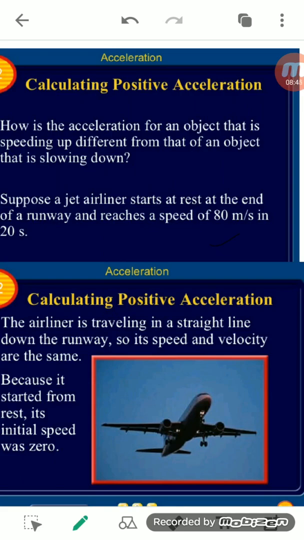Suppose a jet airliner starts at rest and at the end of the runway reaches a speed of 80 meters per second in 20 seconds. So it started from rest and its velocity reaches 80 meters per second in 20 seconds. The airliner is traveling in a straight line down the runway, so its speed and velocity are both the same, and since it started from rest, the initial speed was 0, due to which it will give positive acceleration.